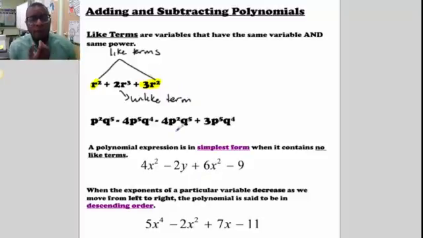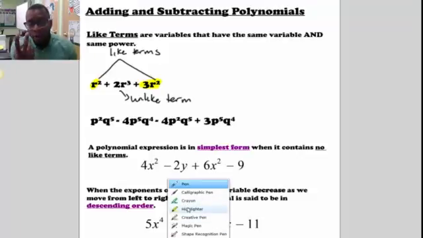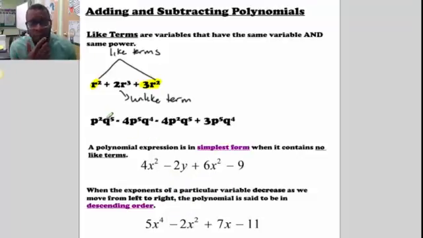Okay, so in the second example, now here we have two variables. So here we have to check that both variables are the same, p and q, but we also have to check that the two terms we're identifying have the same power on both variables. So for example, p squared q to the 5th would be a like term with 4p squared q to the 5th. Okay, and then we also have like terms of p to the 5th q to the 4th. So this is 4p to the 5th q to the 4th and 3p to the 5th q to the 4th. So the two yellow would be like terms and the two blue terms would be like terms.